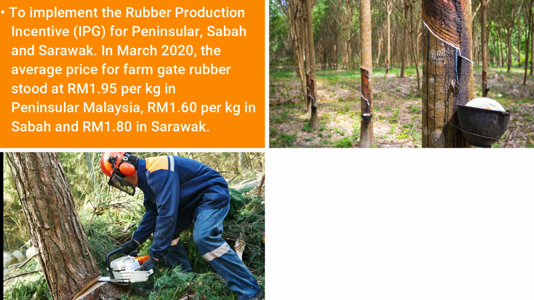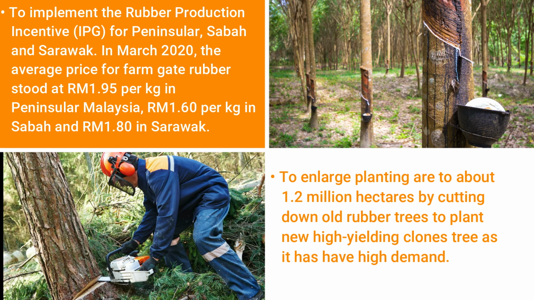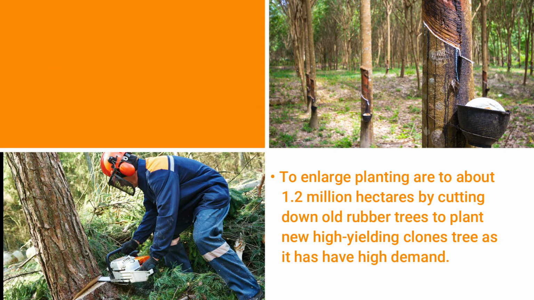Third, to implement the Rubber Production Incentive, IPG, for Peninsular, Sabah, and Sarawak. In March 2020, the average price for farm gate rubber for cup lumps stood at 1 ringgit 95 cent per kilogram in Peninsular Malaysia, 1 ringgit 60 cent per kilogram in Sabah and 1 ringgit 80 cent in Sarawak. Fourth, to enlarge planting to about 1.2 million hectares by cutting down old rubber trees to plant new high-yielding clone trees as they are in high demand.